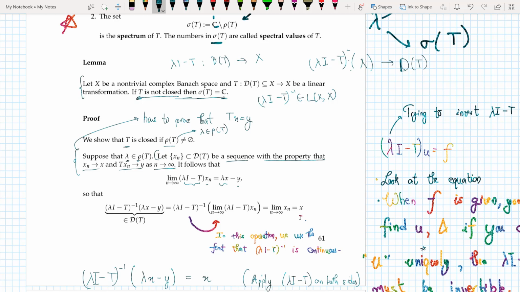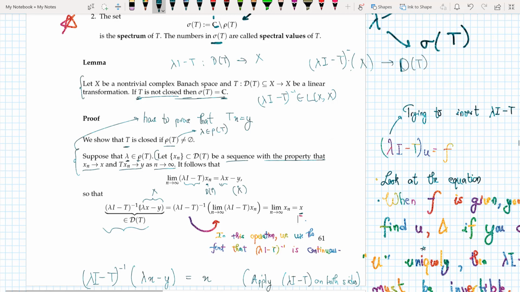Now I take the inverse of this. I take (lambda I minus T) inverse, and I pre-multiply by lambda x minus y. Now, lambda I minus T took something from D(T) to something in X, and thus the inverse takes something in X to something in D(T). So this was in X, and (lambda I minus T) inverse takes me back to D(T), so this thing belongs to D(T). Now I use in this step the property that (lambda I minus T) inverse is continuous, because I can write lambda x minus y as the limit as n tends to infinity of (lambda I minus T) x_n. And since I know that (lambda I minus T) inverse is continuous, I can take it inside and I am left with just x.